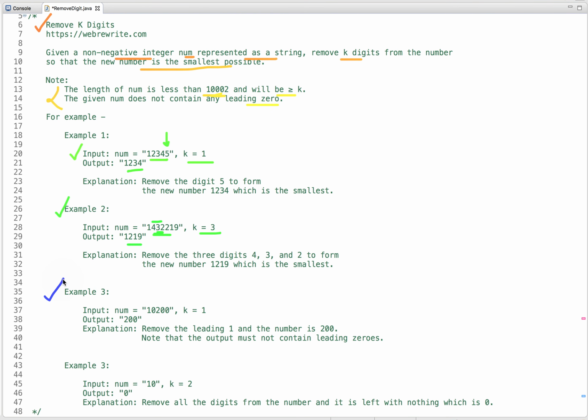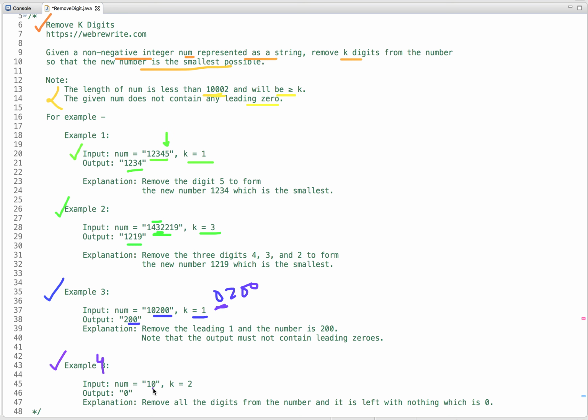Let's move to the third example. In the third example, we have to remove one digit from this number. When we remove one digit, we get the smallest number, which is 200. The number is represented in the form of a string, so we don't get 200 directly, we get it in this format, 0200. So we have to remove this leading zero as well. For this kind of scenario, we have to remove the leading zero, then return the final answer. And now let's move to the fourth example.